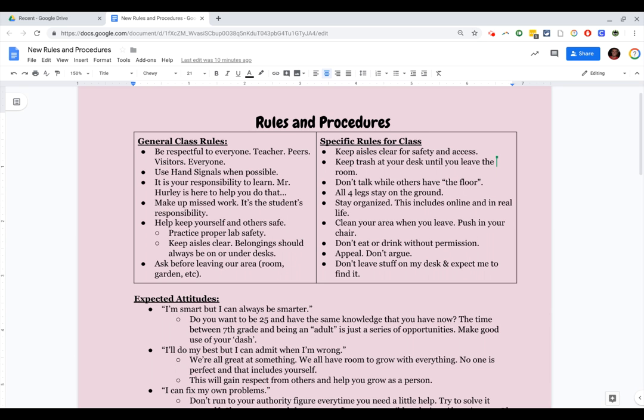Keep the aisles clear. This is a day-to-day thing. At the beginning of the year you don't have lockers, but very soon you'll have lockers, and all of your belongings need to go into your lockers except for what you need for the 2 classes that you're in. You have a locker break every 2 classes. Before you leave the room, you need to talk with me about that.